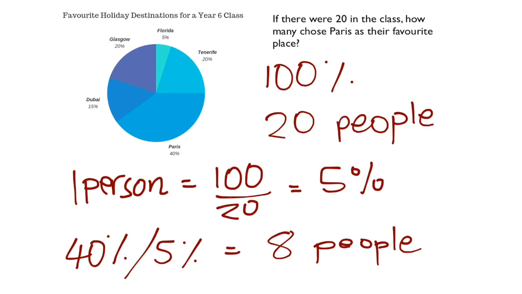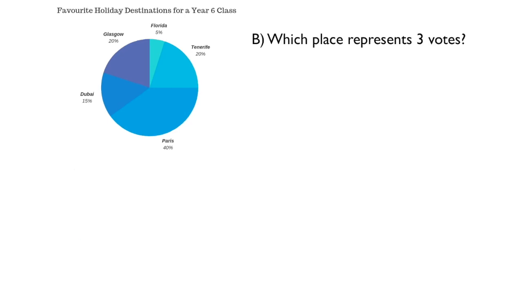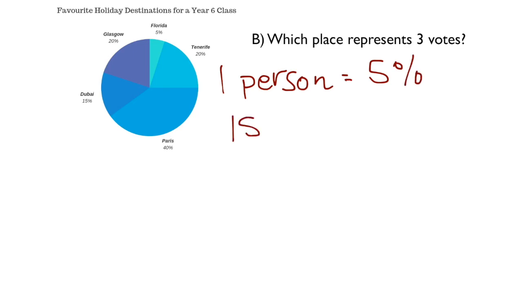Next question: which place represents 3 votes? And we know that one person or one vote is 5%. So 3 votes has to be 3 people. So 3 times 5 is 15%. And of all those places, that is Dubai. Very nice indeed.